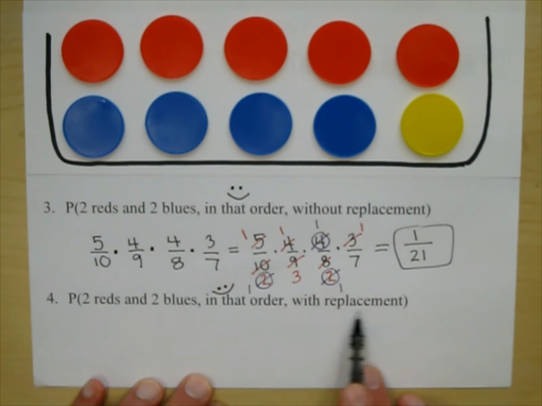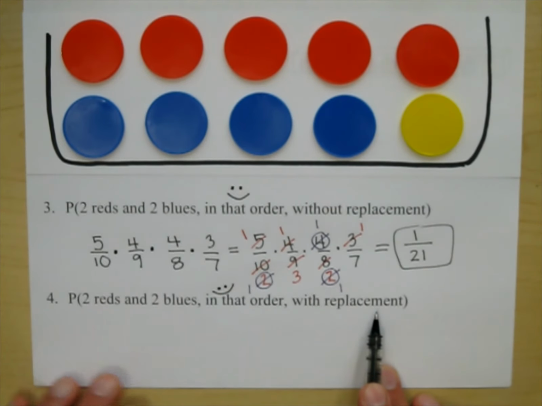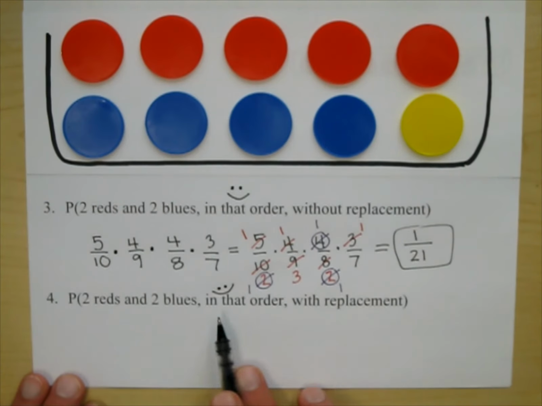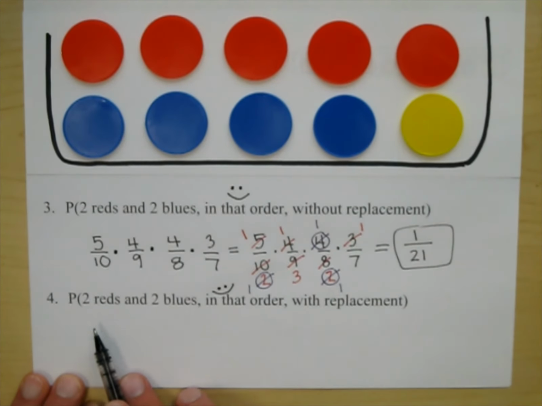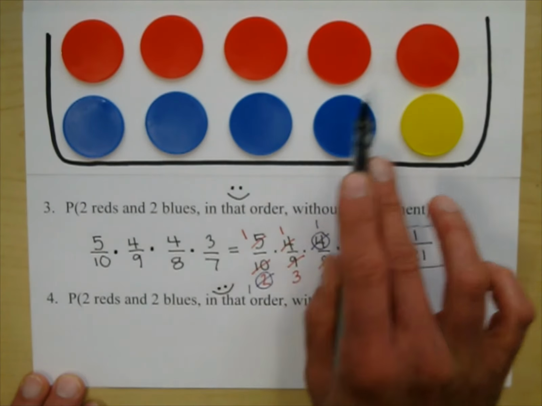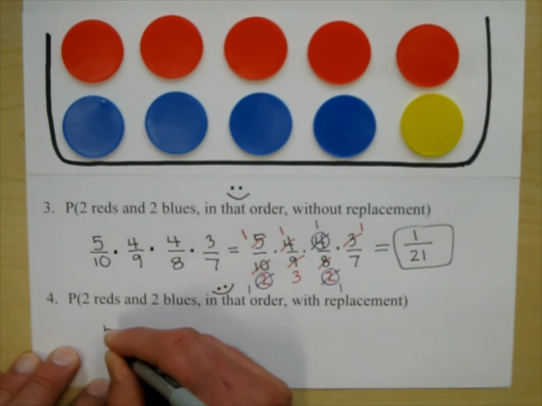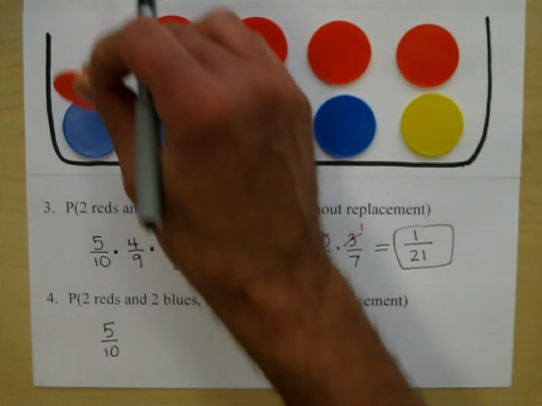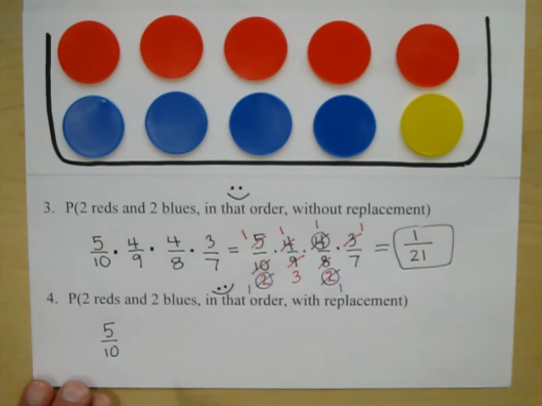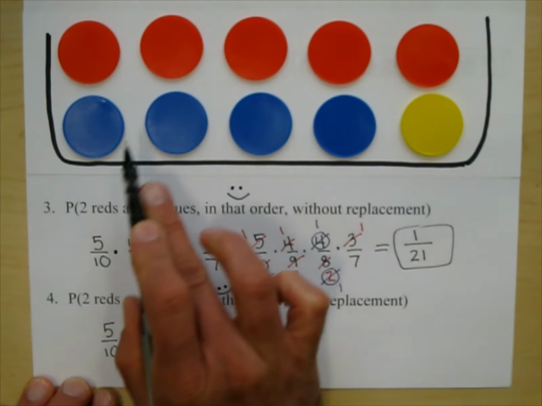In that order with replacement. Okay. So in that order means I can do it 1 fraction at a time, 1 probability at a time. I want to pull out a red. What's the probability of that happening? 5 reds over 10 marbles, so 5/10. I pull the red out. Guess what? It says with replacement, I put the red back in. Okay, my next one has to be a red. So what's the probability of getting a red?